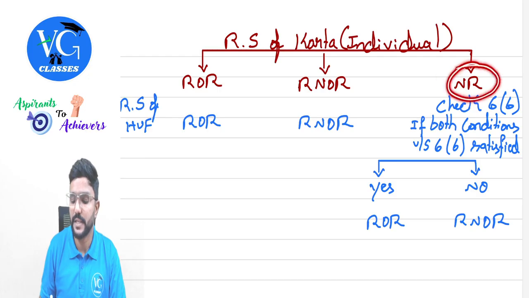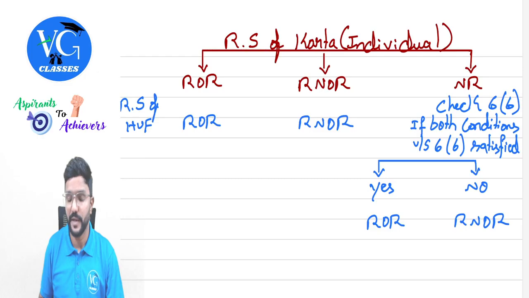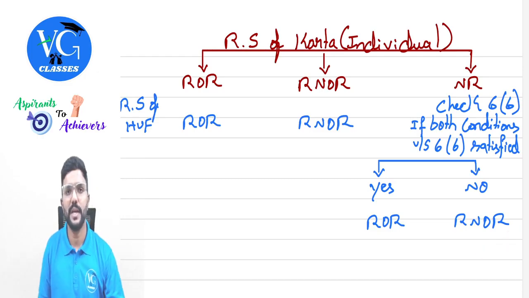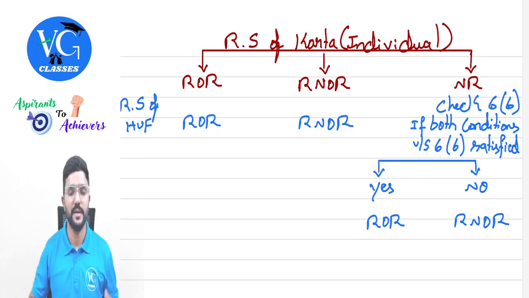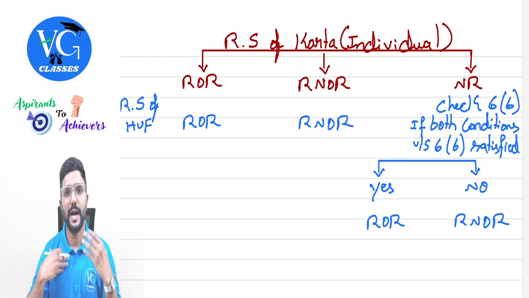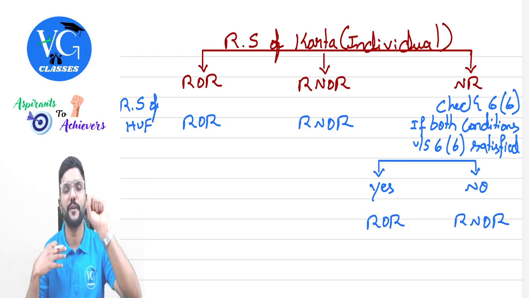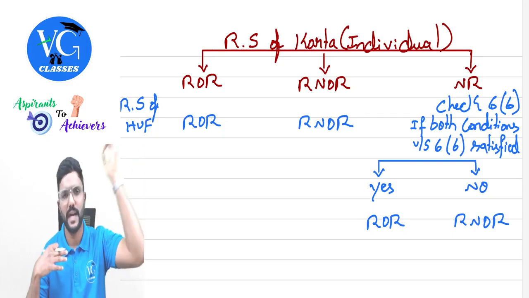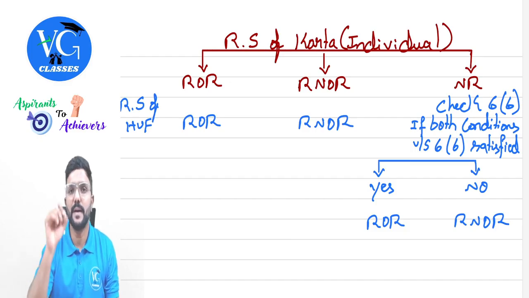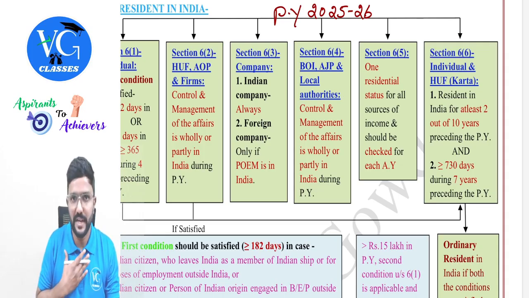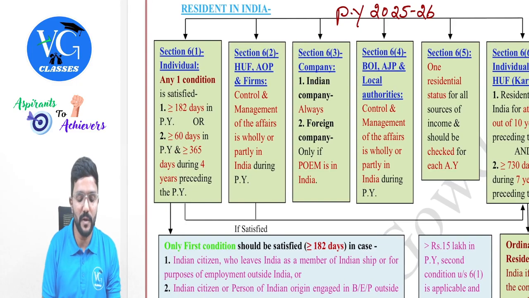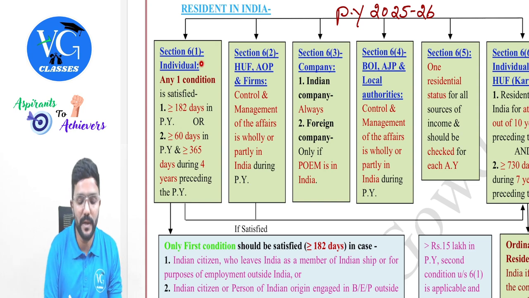Now please listen. If Karta is a non-resident, can I straight away tell HUF would be not ordinary resident? No. There can be one rare case where Karta might be non-resident, but still HUF can become ordinary resident. Sir, how is it possible? Assume, guys, I am the Karta of an HUF. I am in India during the previous year only for 50 days, whereas in the past, I was completely in India. So when I am checking the residential status of an individual, that is me as a Karta in individual capacity, I would not have satisfied both the conditions. So I would become non-resident.